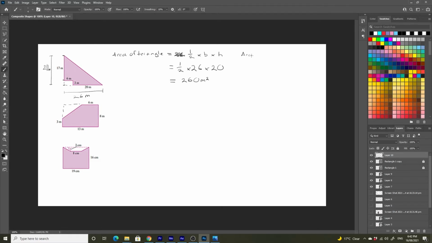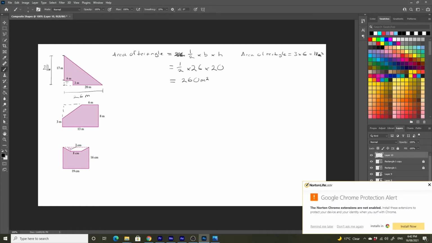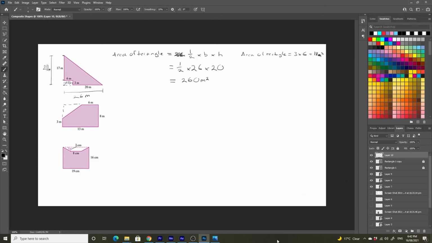Now we just need to solve for the area of the rectangle. Well, in this case, that's going to be 3 times 6, which is 18 meters squared. So that's the area of the two shapes, but what we need to do now is realize that what we've calculated is the area of this whole triangle as if the chunk hadn't been taken out of it. Now we need to remove this chunk. So we just need to remove that chunk, which was the 18 meters squared.